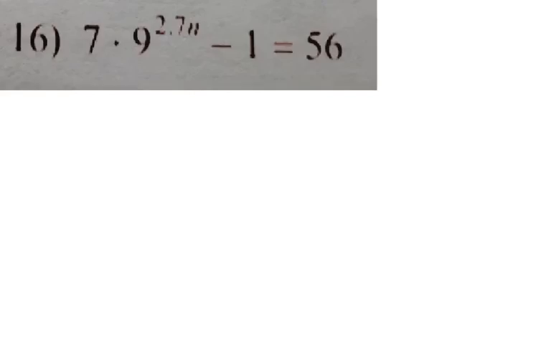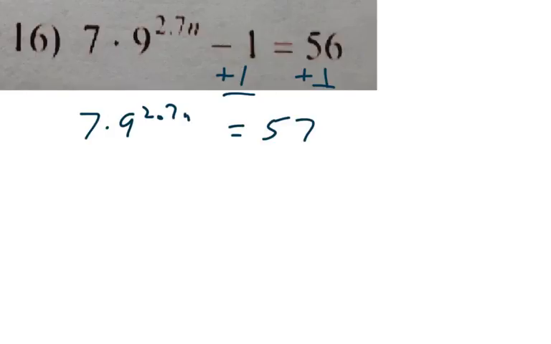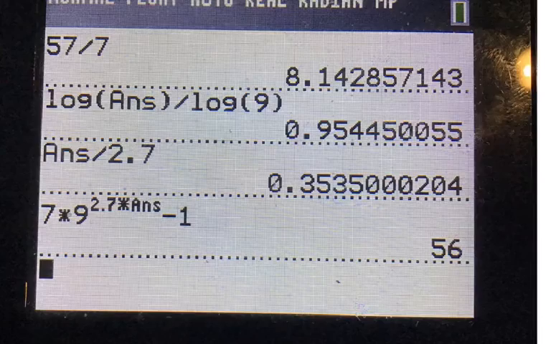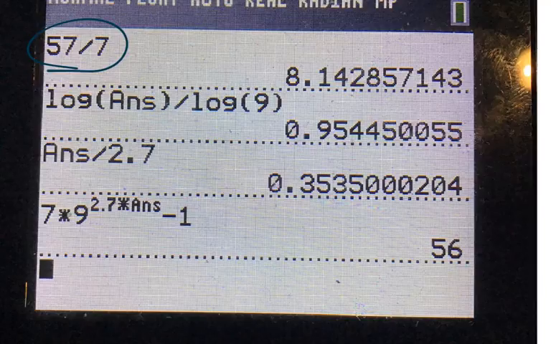Okay, I'm going to squeeze in one more problem and we should be done. Again, what's my goal? Get the power by itself. I'm going to add 1 to both sides. 56 plus 1, 57. Now, how do I get rid of this times? I'm going to divide both sides by 7. So notice I now have my 9 power by itself equal to that, which is 57 divided by 7.